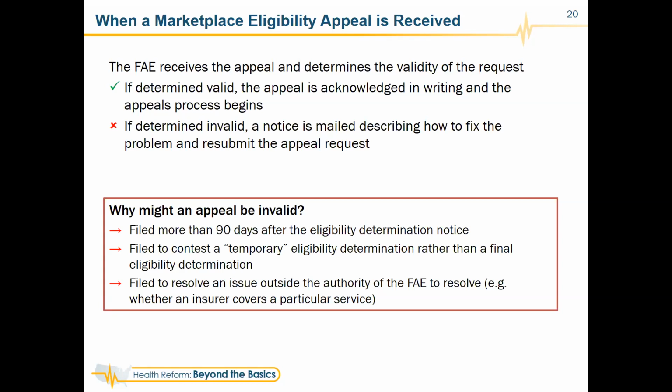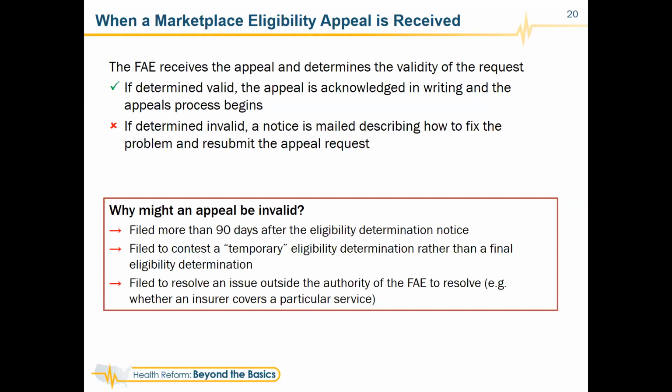Okay, so what happens? You've now decided a consumer, or you're helping a consumer file an appeal. You've filled out that online form, or you've sent in a letter, and the Marketplace Federal Appeal Center receives the individual's appeal. So if that appeal is determined valid, then the appeal is acknowledged in writing and the process begins. If the FAE, the Federal Appeals Entity, decides that appeal is invalid, it's going to send a notice to the consumer describing if they can fix the problem and then how to resubmit the appeal request. Again, sometimes there might not be a fix because it might not be under the jurisdiction of the Federal Appeals Entity. So again, it's important to know what can and can't be appealed.